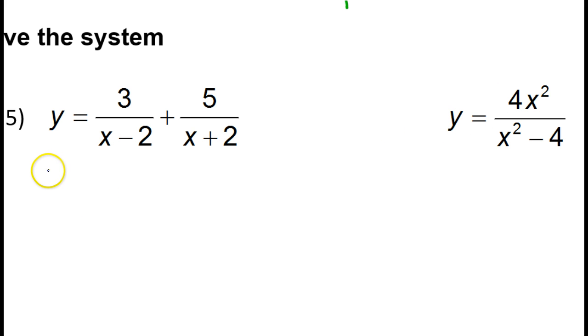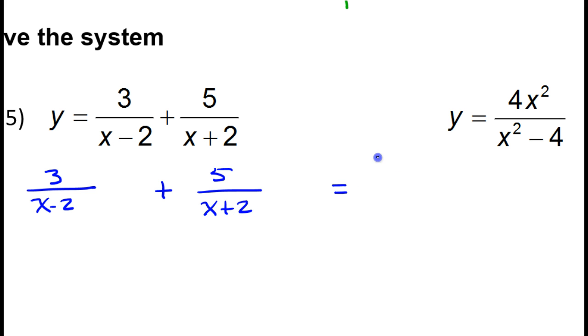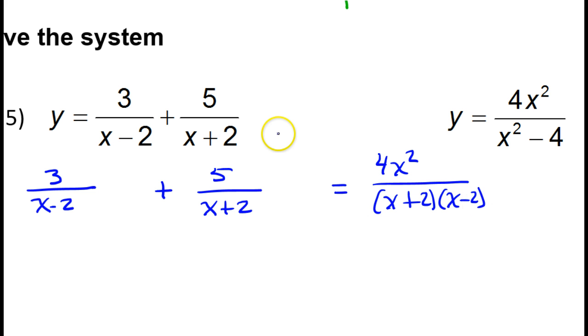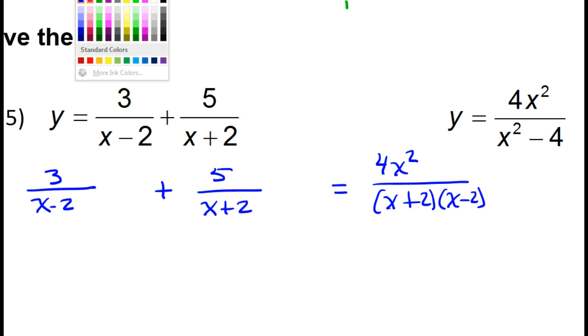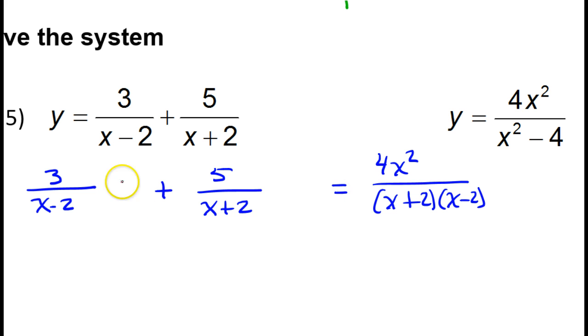So if I do that, then I've got 3 over x minus 2, and you'll notice I'm spreading them out a little bit, so plus 5 over x plus 2 equals 4x squared over, and I'm going to go ahead and factor this as x plus 2 times x minus 2. Now my method of solving a rational equation with all these fractions in it is to make the denominators the same and then cancel them out. So I'm going to go for like denominators.